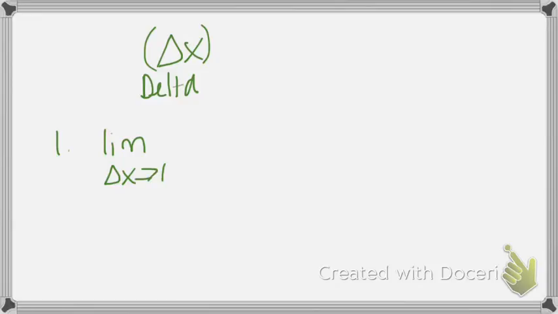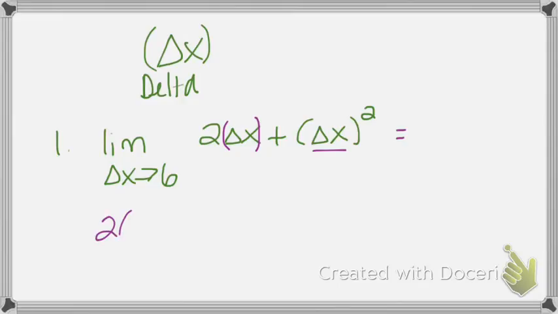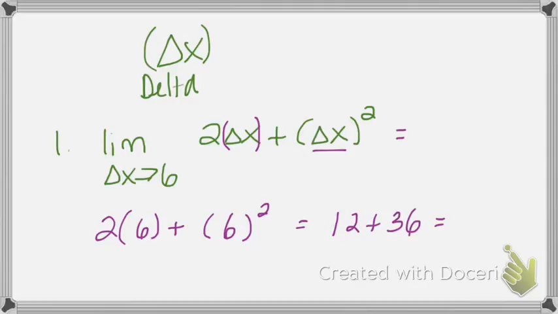Even though it represents the change in x at this point, we just have to talk about how you solve it. You don't really have to do anything with the delta x at this point, like figuring out what it means. So I know that delta x is approaching 6. Because that's delta x, I'm just going to plug in a 6 there and a 6 there. So I would get 2 times 6 plus 6 squared, which would be 12 plus 36, which is 48.